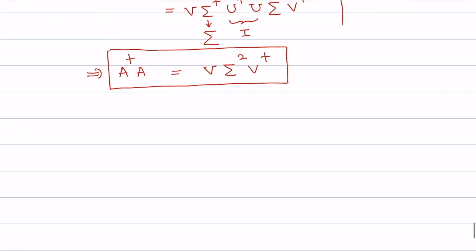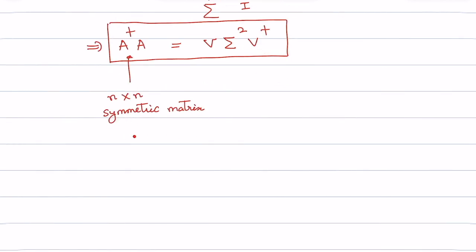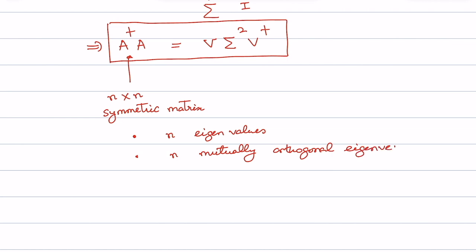But before that, one important point to note is that this matrix A Dagger A is a square matrix. It's an n by n matrix, and it's a symmetric matrix. A symmetric matrix has exactly n eigenvalues, and it has n mutually orthogonal eigenvectors. These are two important properties of a symmetric matrix.